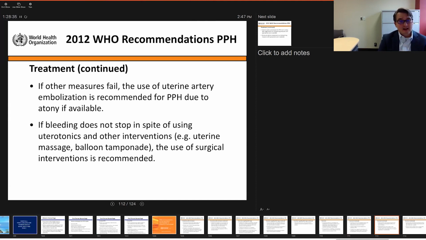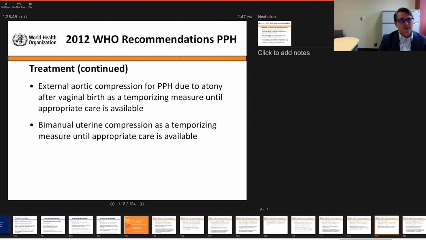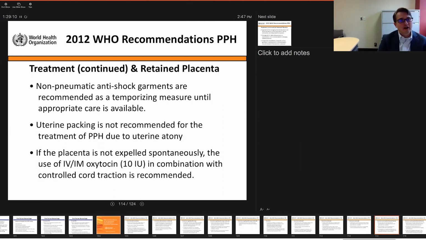And if bleeding does not stop, despite all these interventions that we've talked about, it's time to move on to other surgical options. This could be ligation of vessels. They talk a little bit about external aortic compression due to uterine atony if you're not using a surgical approach, or to buy time until appropriate care providers are available. You can use bimanual uterine compression as a temporizing method also until appropriate care arrives. Anti-shock garments are recommended to temporize.